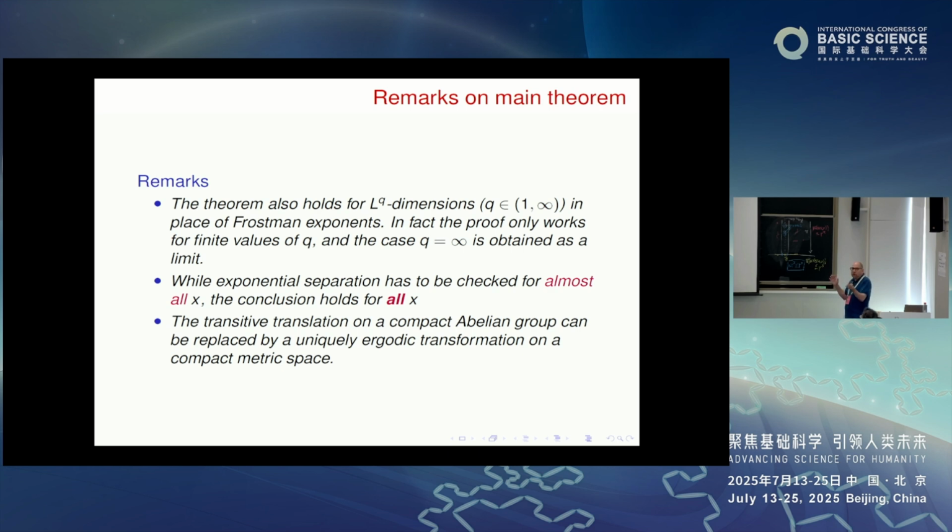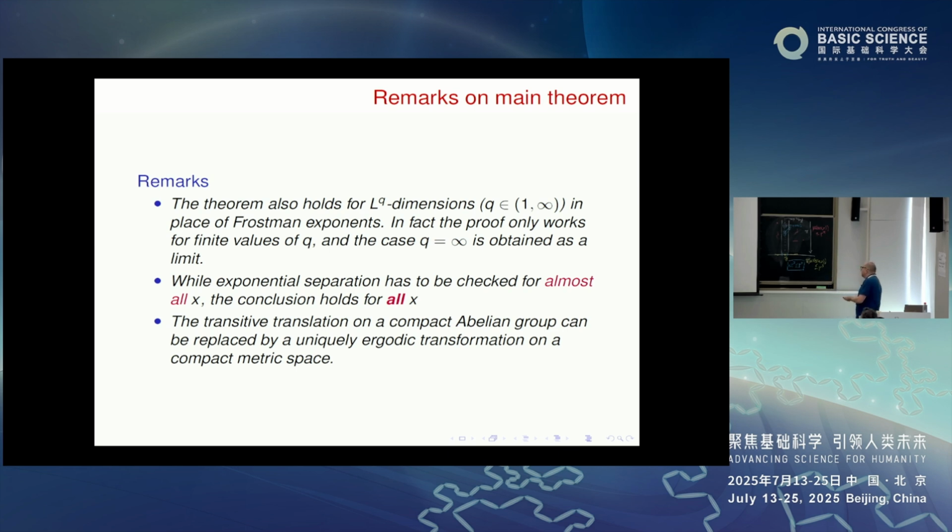Hausdorff dimension is morally L1 dimension, and there is Frostman exponent. Frostman exponent is L infinity dimension, and there is a family of dimensions that interpolate between these two called LQ dimensions. If you know what those are, the theorem also works for LQ dimension. So the LQ dimension is what you expect. In fact, that's how it's proved. So the theorem is proved for finite Q, and then the case infinity is just obtained as a limit.